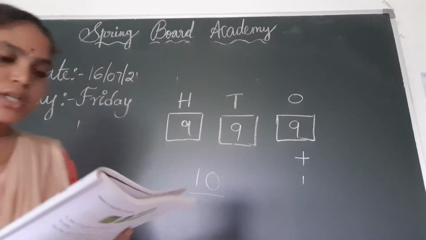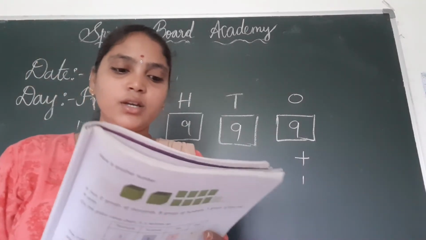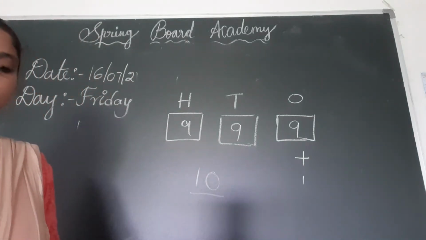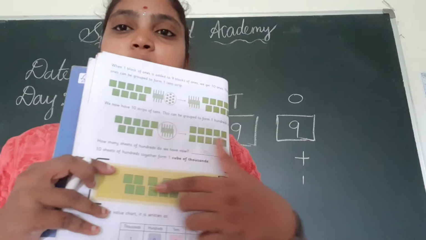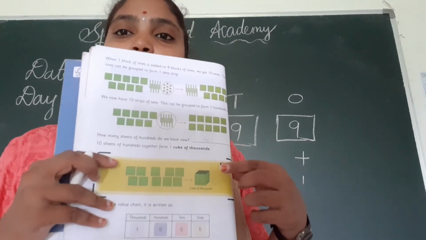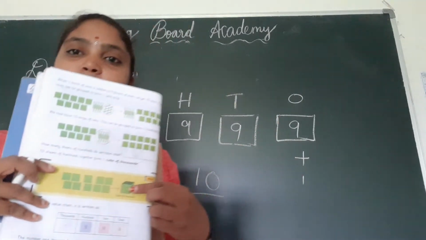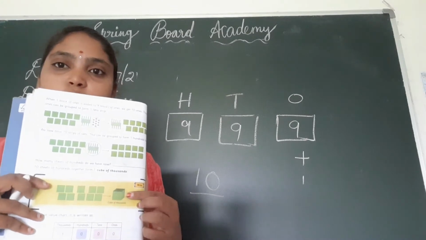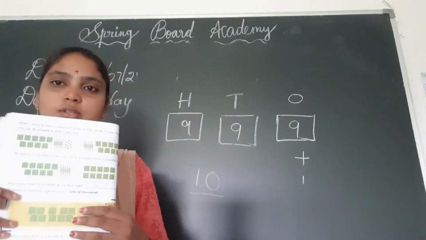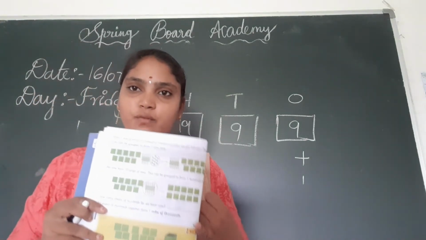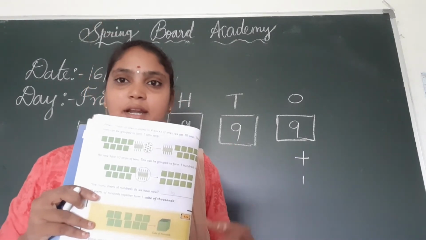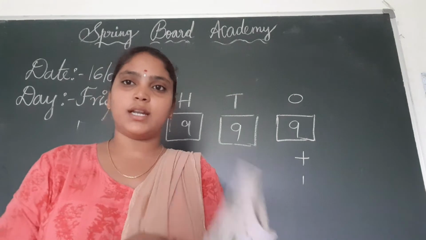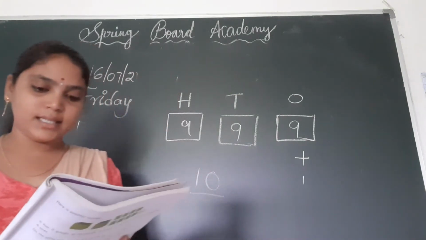Next, 10 sheets of hundreds together form 1 cube of 1000. Okay children, 10 sheets of 100 make 1 cube. So a cube means it has 1000, children. So one block means 1, a strip means 10, a sheet is 100 and a cube is 1000. We have to remember it like this.